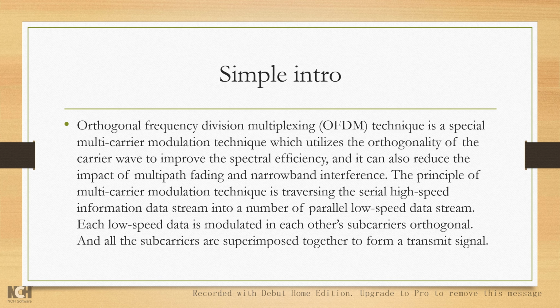The principle of the multi-carrier modulation technique is converting the serial high-speed information data stream into a number of parallel low-speed data streams. Each low-speed data stream is modulated onto its own subcarrier orthogonally, and all the subcarriers are superimposed together to form a transmit signal.